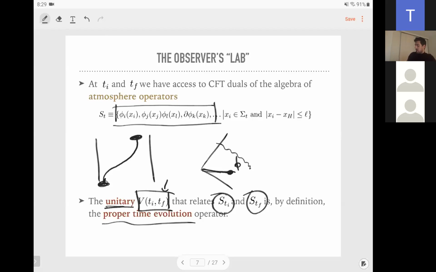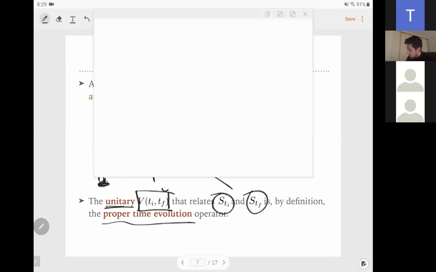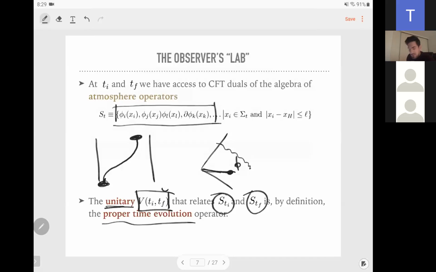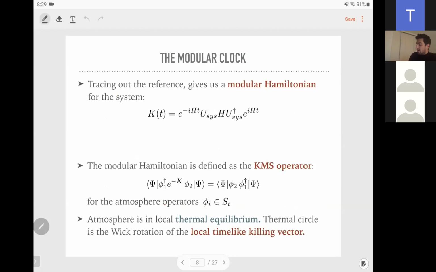So what generates this proper time evolution V? How can I start with these original atmosphere fields and move them along this worldline in order to obtain the final operators? What are the rules for constructing this directly in the CFT? Well, roughly speaking, the whole point will be to look at the modular clock, the evolution generated by the modular Hamiltonian on the system side.